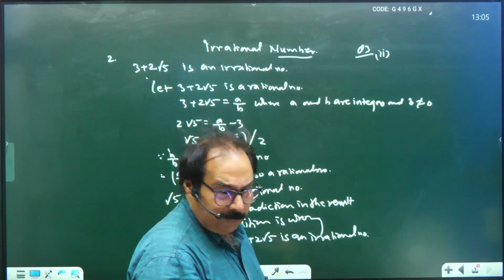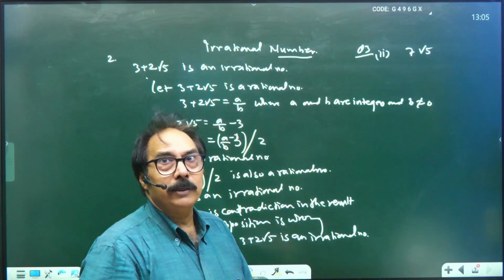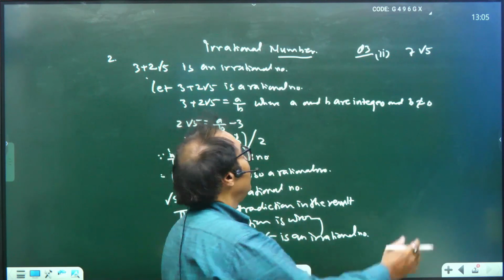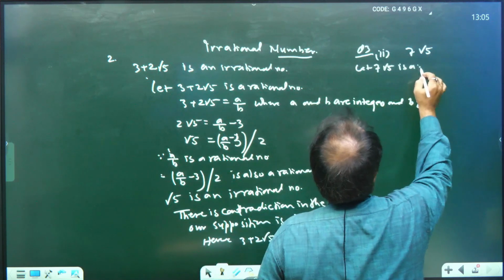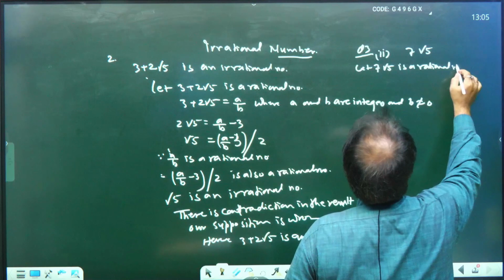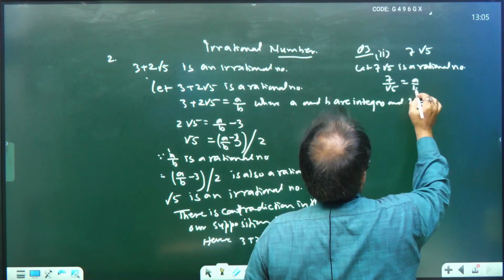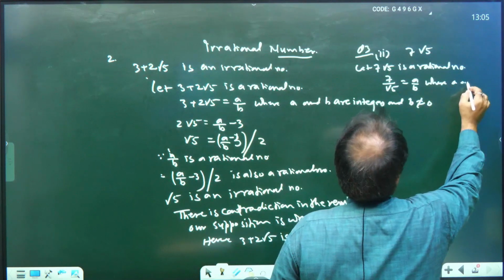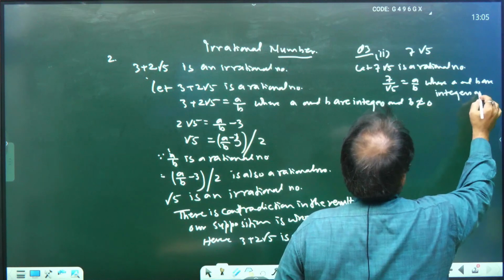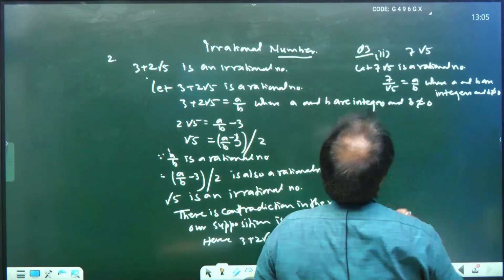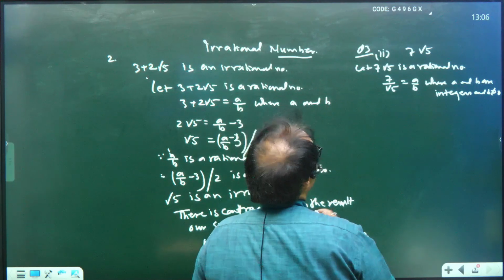And the second part is 7 root 5. Show that 7 root 5 is an irrational number. So with the same process, let 7 root 5 be a rational number. So 7 root 5 is equal to a upon b, where a and b are integers, and b is not equal to 0.